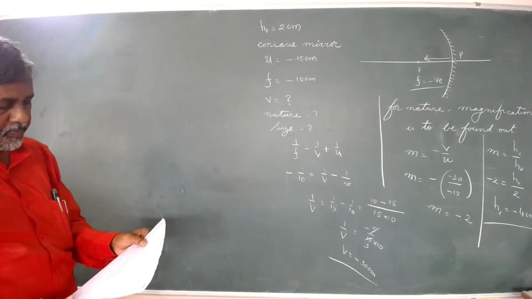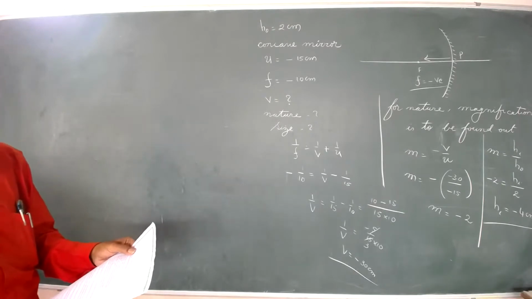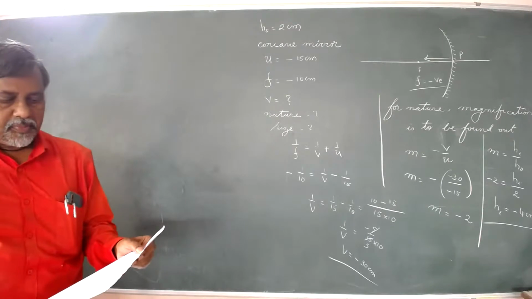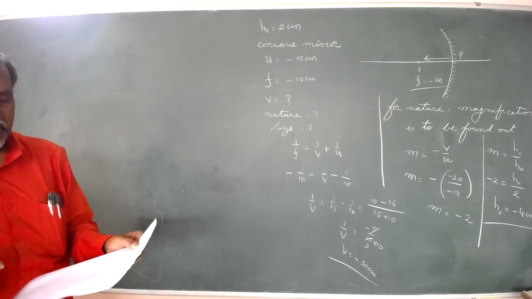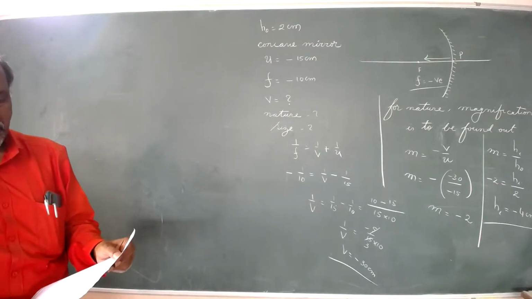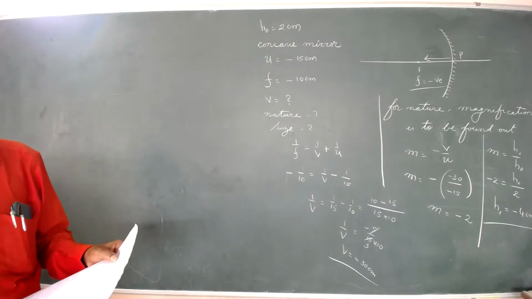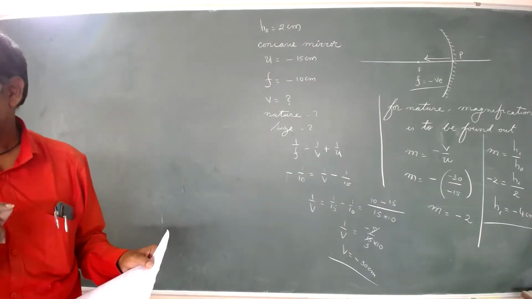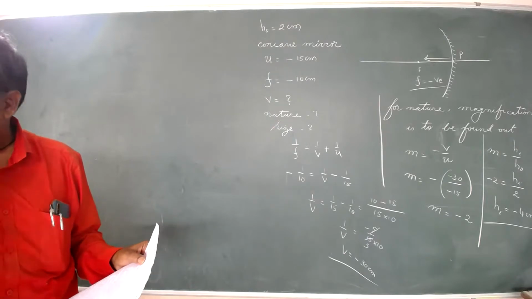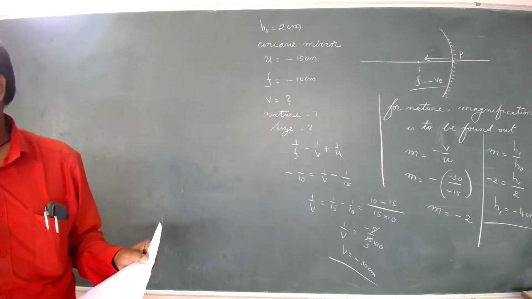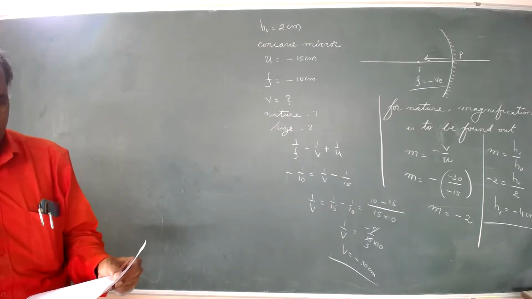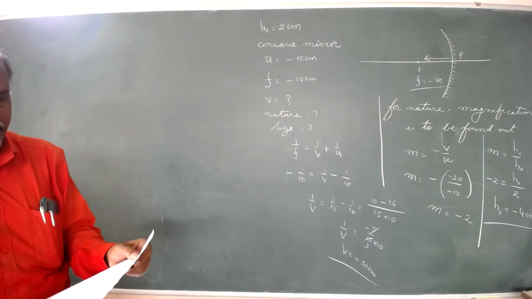Next problem. The image of an object in a convex mirror is 4 centimeter from the mirror. If the mirror has a radius of curvature 24 centimeter, find the position and the magnification. Just like the previous problem, I hope you can do it. I am not doing it now, you do it. That is it. That is the third one, we didn't read it.